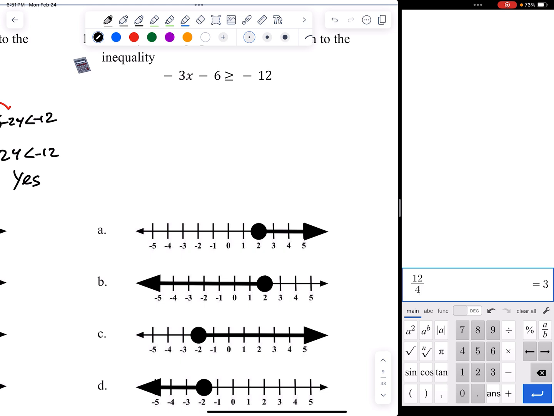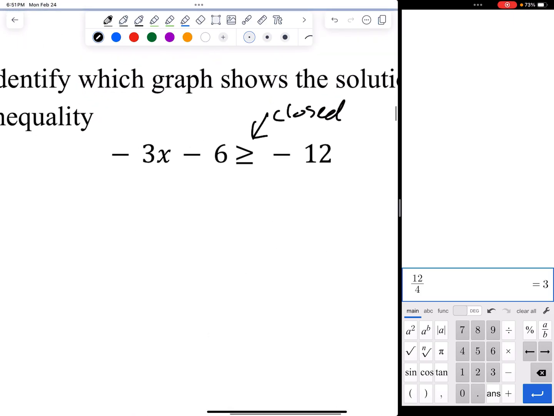And everything is closed. Yeah, that is closed. So there's only two options. Is it 2 or is it -2? Let's see. And then what direction it goes. So I'm going to do the same thing.